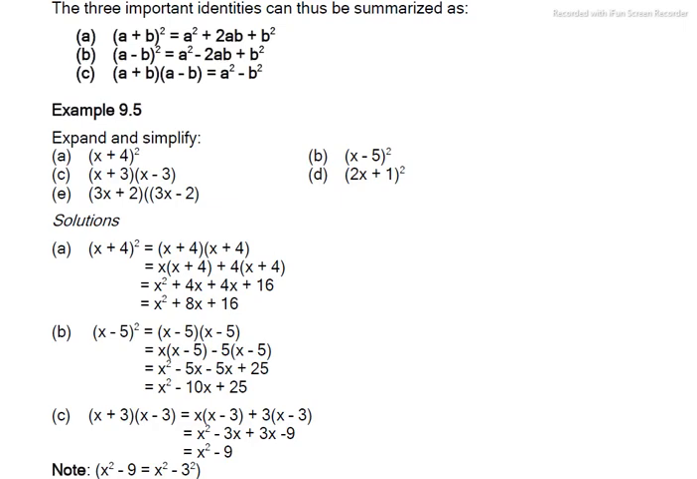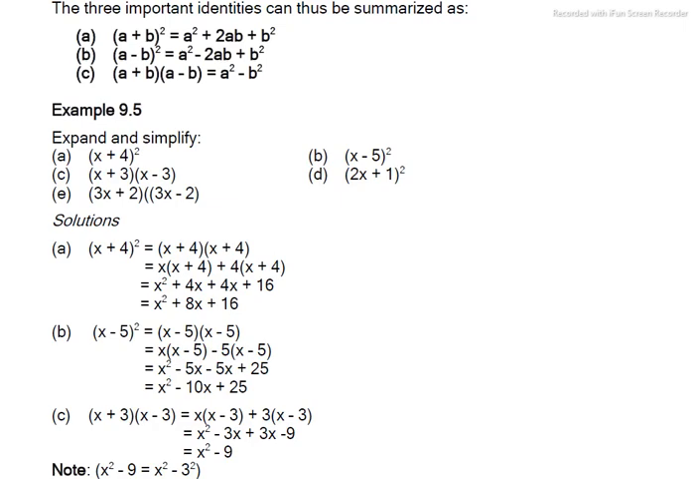The same applies to part B, where we have (x - 5) squared. Still we shall multiply the two brackets of x minus 5 and split one so that we maintain the other to give us x squared minus 10x plus 25 as our final answer.